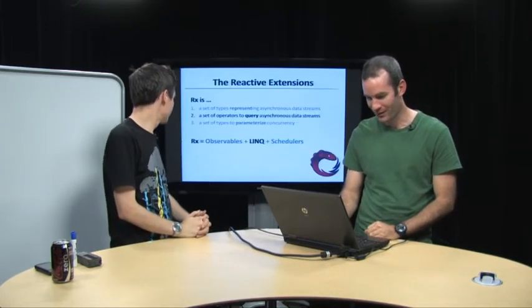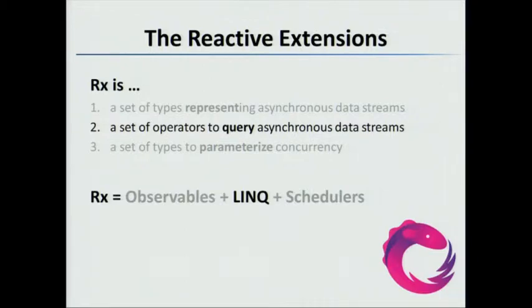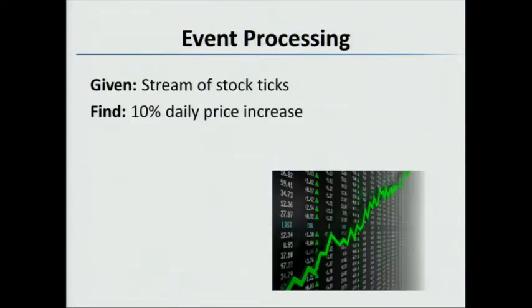Today we'll be talking about how you can use Rx to actually do really powerful, complex queries. And we'll show you event processing in detail. So again, we're going to come back to what Rx is. It's observables, representing asynchronous data streams; LINQ, which is the query part; and schedulers, which parameterize concurrency. Today we're focusing on the query part, or the LINQ aspect.